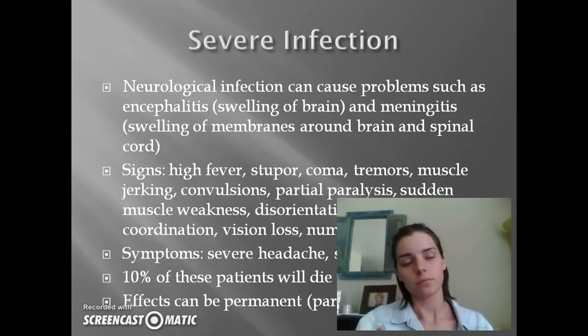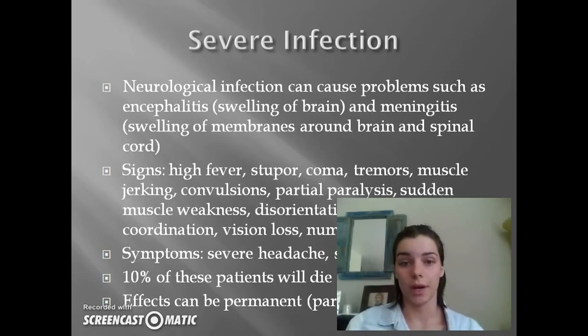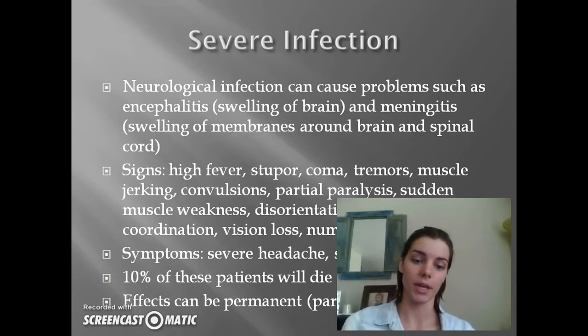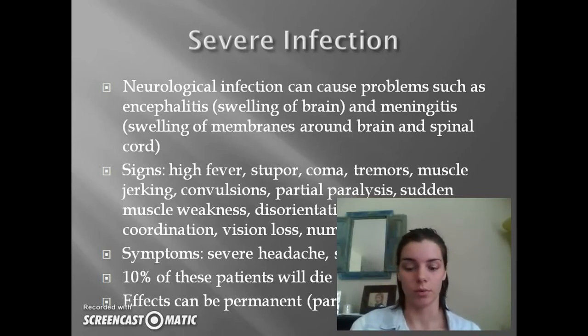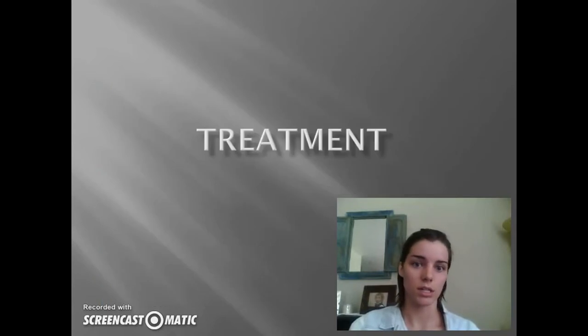And then, this is really rare, but 10% of those people that have the severe infection will die from it. And also the effects can be permanent. So there's paralysis that can be permanent, and then brain damage from the swelling of the brain. So those are really serious things.